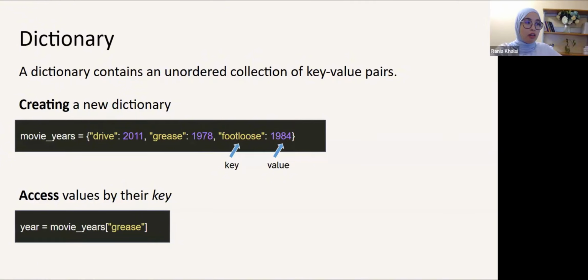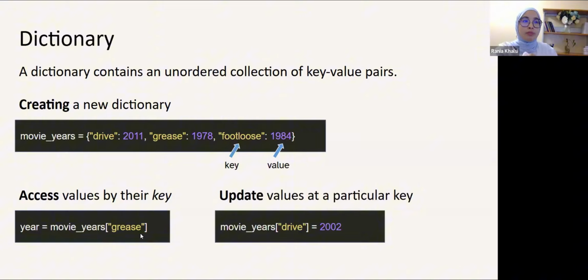We access this by making sure that we open the square bracket and just mention the key. Don't forget that the key here is a string, so make sure that it has the quotes, okay, double quotes.